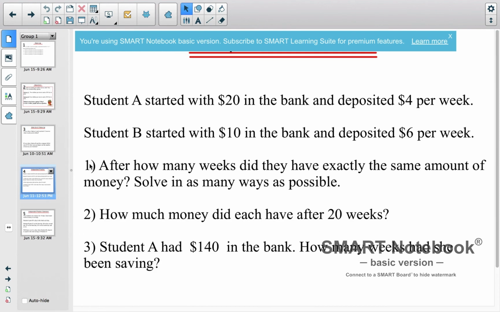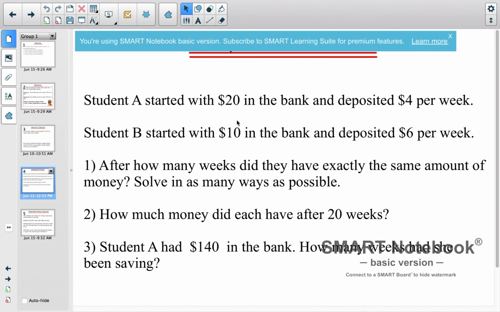All right, this problem here. Student A started with $20 in the bank and deposited $4 a week. Student B started with $10 in the bank and deposited $6 per week. How many weeks did they have exactly the same amount of money? Solve in as many ways as possible. So the easiest way to do this is to plug it into an expression, and I can do an expression by plugging in different numbers and guessing, or I can put it into a chart. So in this case, let's make an expression and then we're going to put it into a chart.